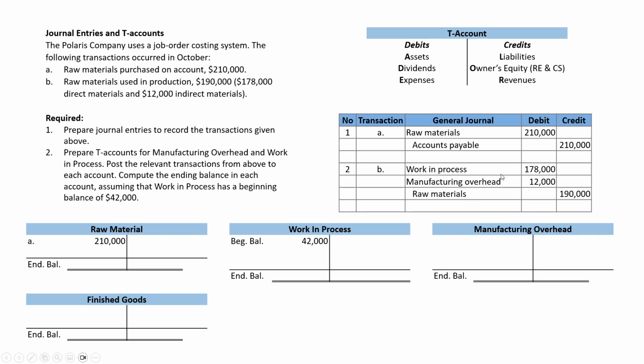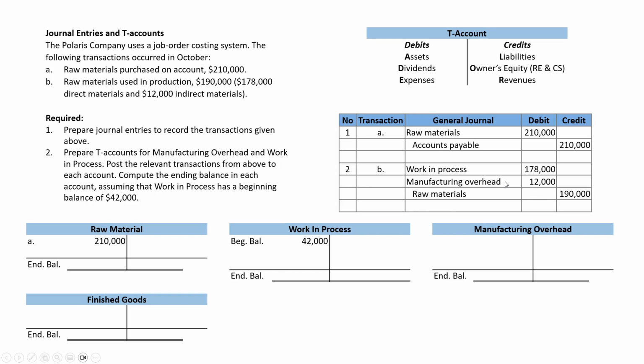But you can see we're putting it into two different accounts. The $178,000 that is direct can be traced now that we're starting to work on the product. It goes from raw material we haven't touched to work in process. We have done something to it. We're going to increase work in process by $178,000 for the direct materials. But recall, $12,000 is indirect materials. And if you recall from chapter 1, indirect materials are part of manufacturing overhead. So we're going to increase manufacturing overhead by $12,000 for those indirect materials.